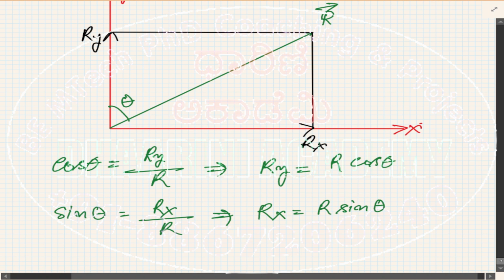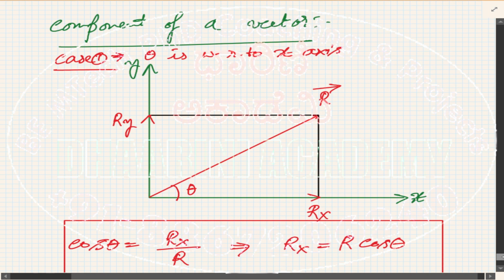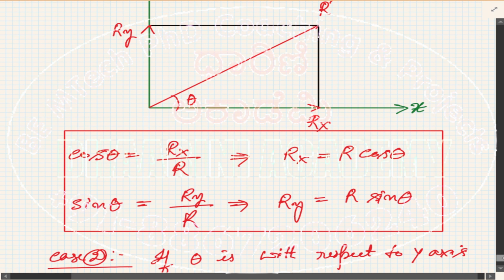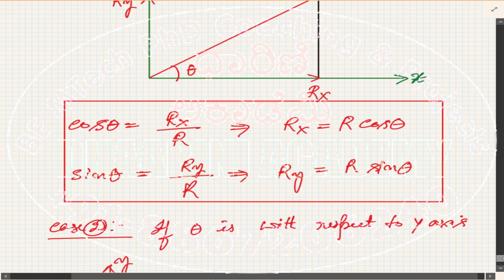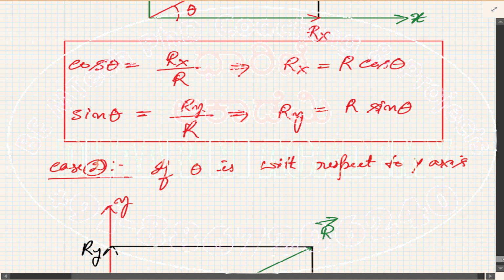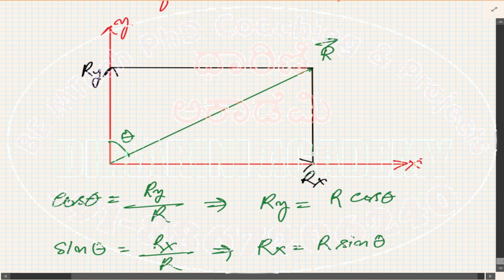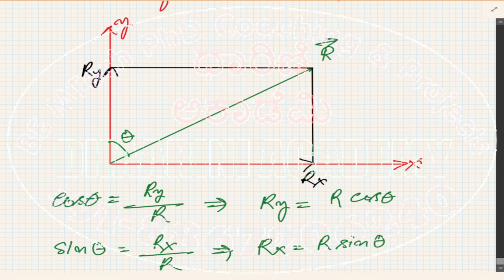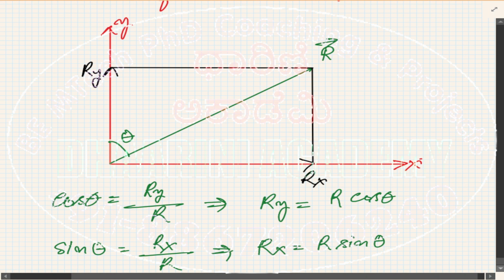So there is a slight modification in the equation compared to the previous case. In the previous case the angle was with respect to the x-axis, so rx is r cos theta, ry is r sine theta. If the angle is with respect to y, then ry is r cos theta, rx is r sine theta.